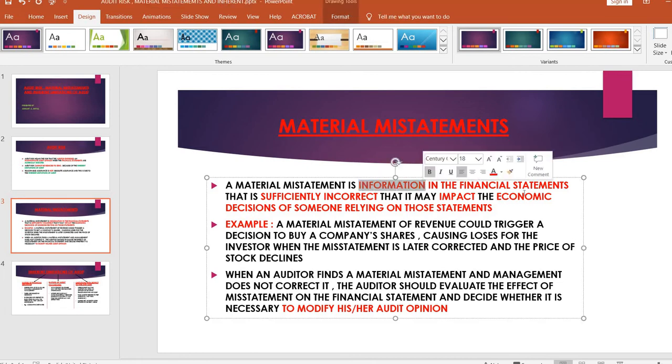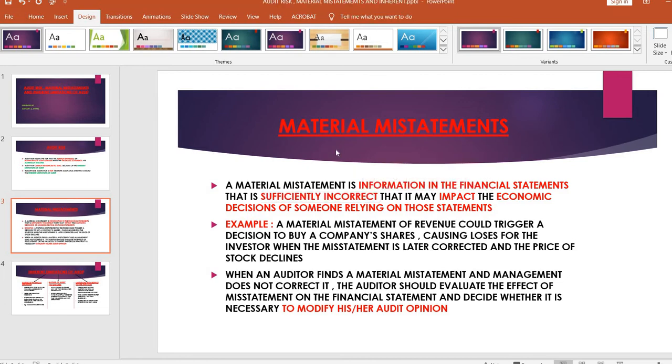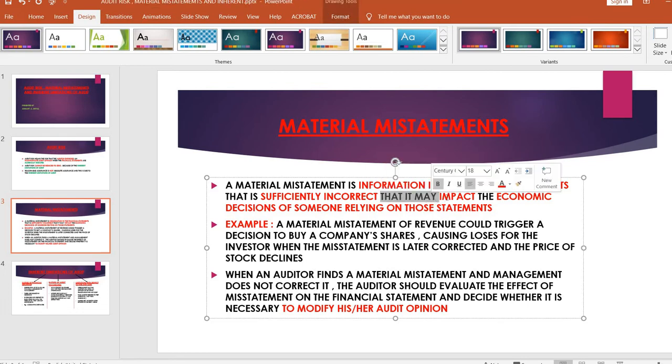And financial statements: balance sheet, P&L, and all the other things. That is sufficiently incorrect. That means which is materially incorrect. Small things like you missed out a 20 rupees expense, that will not matter. Sufficiently incorrect, which is not just incorrect, it is clearly incorrect. You're sure that you have missed out something. Okay, you have clearly missed out something. It is good enough to say you have materially misstated. Okay, that it may impact the economic decisions of someone relying on those statements.